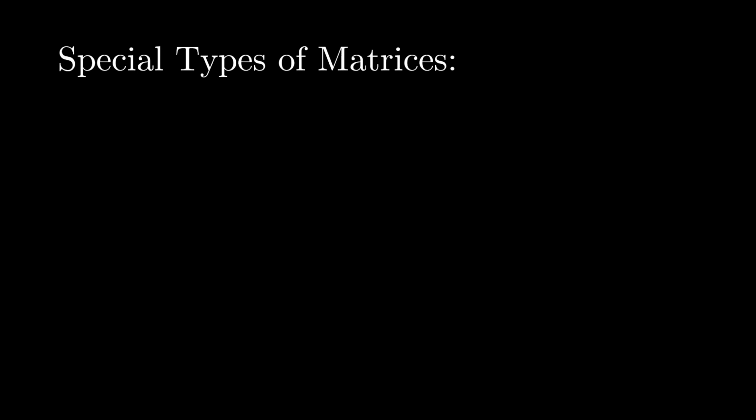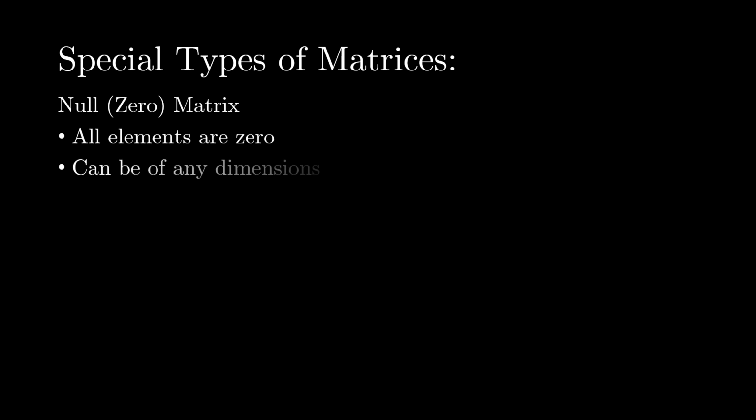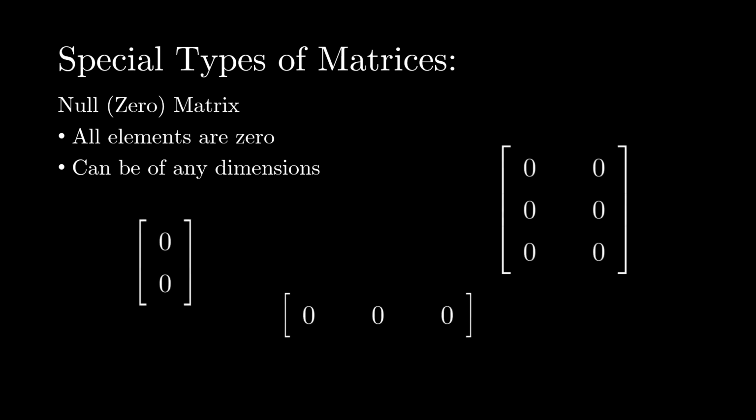Now let's cover some special types of matrices. The first of these is the null or zero matrix. All of its elements are zero and it can be of any dimension. Here are some examples of null or zero matrices.